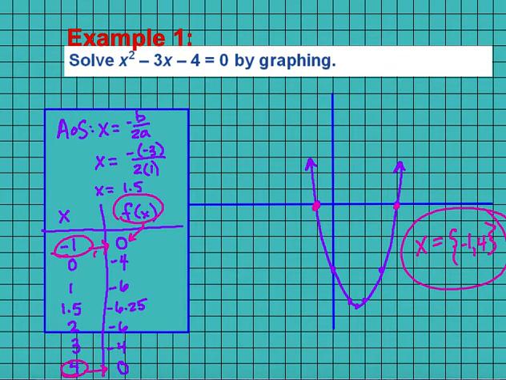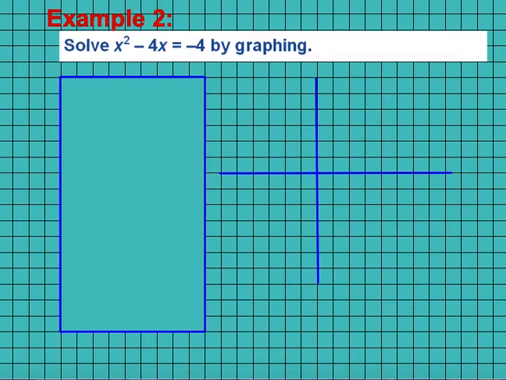All right, let's look at our second example. It says solve x squared minus 4x is equal to negative 4. Now, the problem with this one is I said at the beginning we have to have our quadratic equation set equal to 0. So I'm going to move that 4 to the other side so that it does equal 0. And I'm going to work with the quadratic equation x squared minus 4x plus 4 is equal to 0.